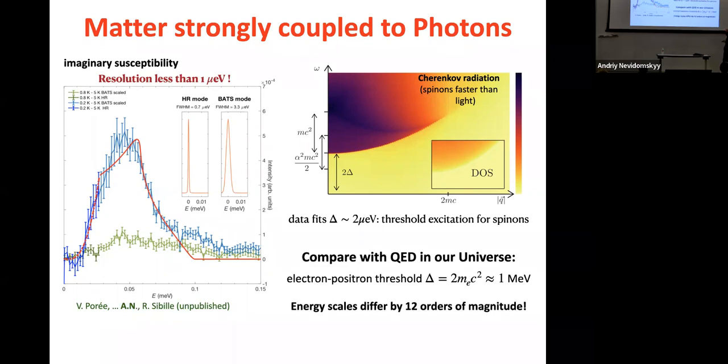And if you want to compare with QED, what's interesting is that the typical energy scale for exciting a pair of monopole, anti-monopole we get is something like 2 microelectron volts. If you remember what mc squared is, where m is the electron mass, that's about 1 megaelectron volt. So we have about 12 orders of magnitude between the universe in this crystal and what we see here. So if you want to look at the energies, you don't need to go to reactors that accelerate particles to gigaelectron volts. You just need to heat it up.